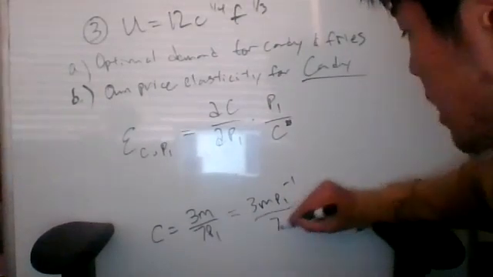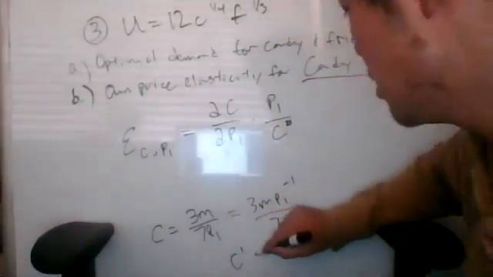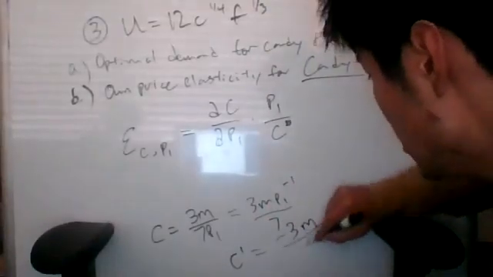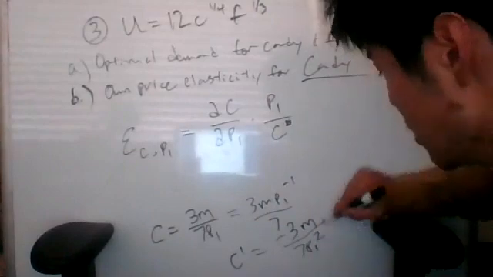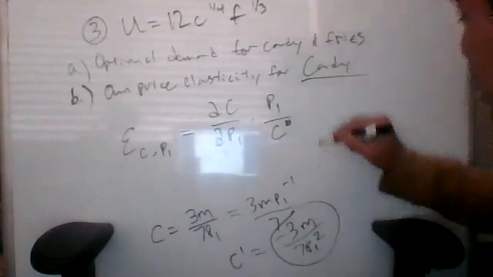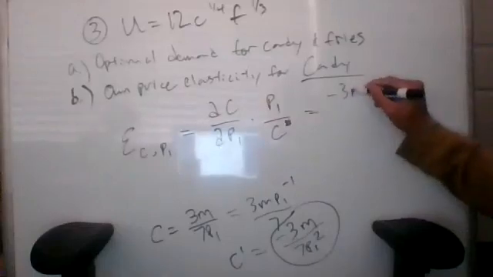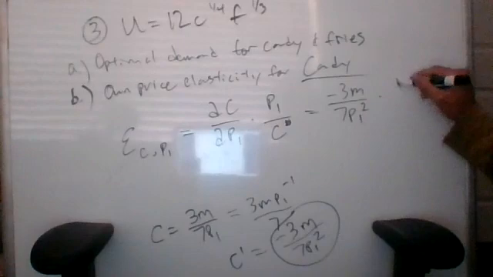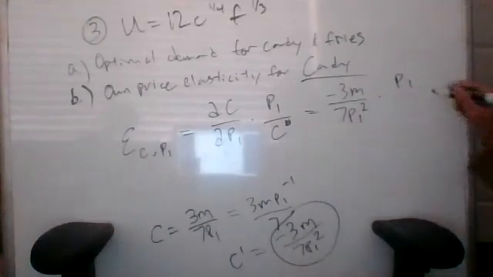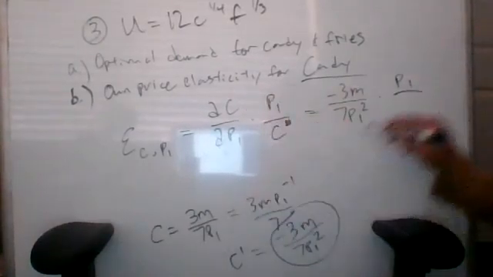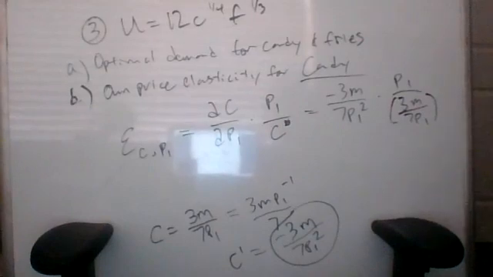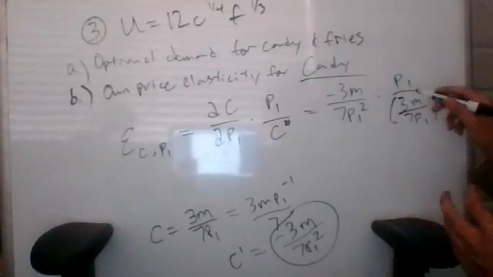And so if I take the derivative of candy with respect to P1, this is equal to 3M P1 to the negative 1 over 7. So C prime is equal to negative 3M over 7 P1 squared, right? So this is equal to negative 3M over 7 P1 squared times P1, and that's just P1. And all of this over the demand function, which is 3M over 7 P1, okay? And this is the own price elasticity.